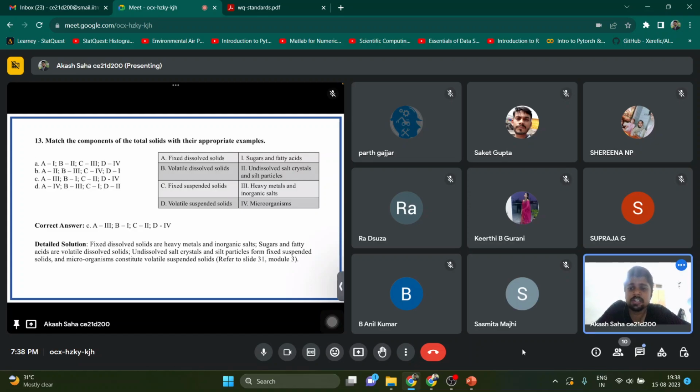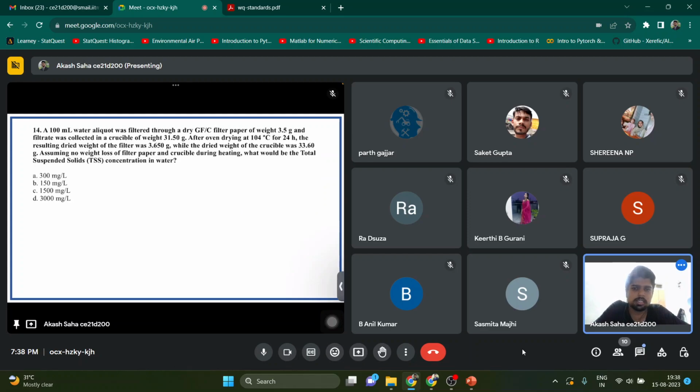And then we have fixed suspended solids. Suspended solids are undissolved particles, and silt also. These will not dissolve easily, and they will not be able to volatilize. So it will be fixed suspended solids. And at last we have the microorganisms. Microorganisms are organic, plus they are able to volatilize at higher temperatures. So these are volatile suspended solids. I hope I am clear with this. So with this approach, we can do the matching in this question.